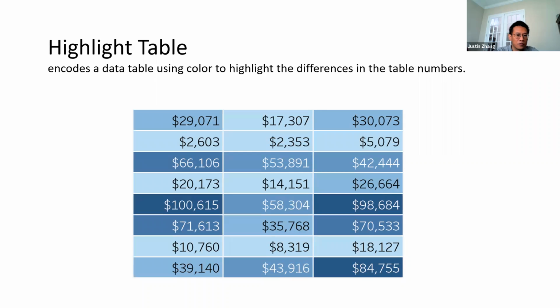A highlight table is similar to the heat map. So here it's actually a table of numbers that add color to highlight the differences in the values in the table.